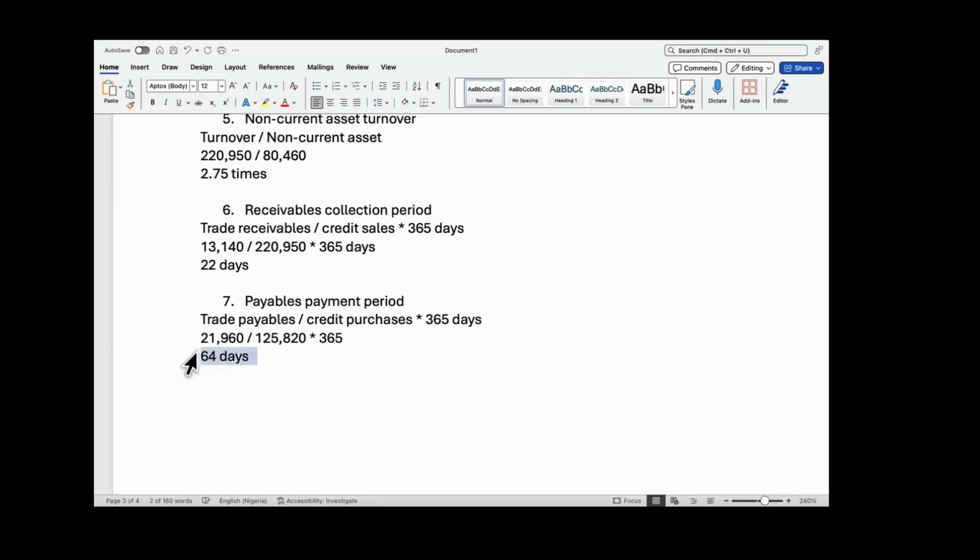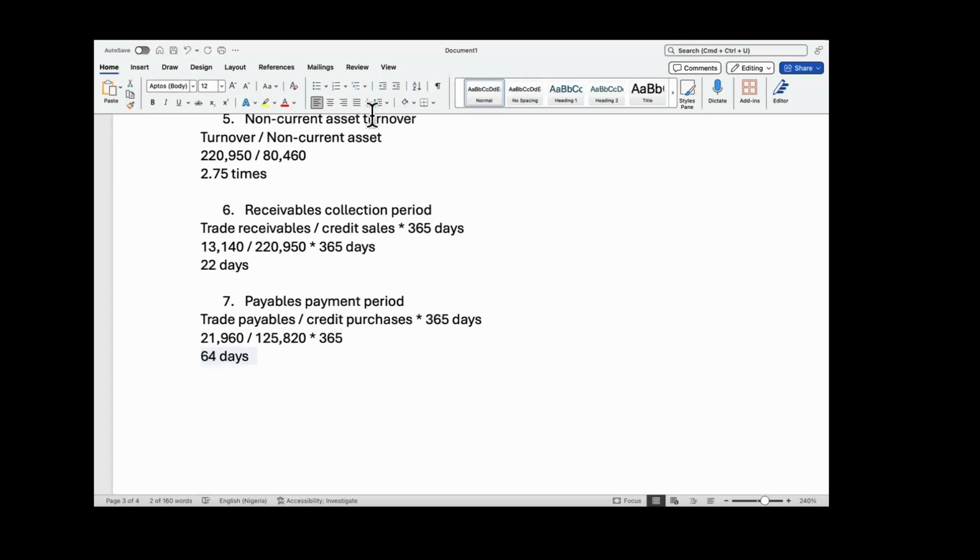So what would this 64 days mean? The number of days it takes to pay our suppliers. Okay, this is the number of days it takes to pay our suppliers. So is it the higher the better? Sorry, I made a mistake in my answer. So it is 21,960.